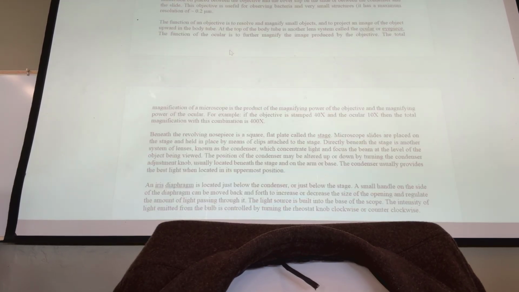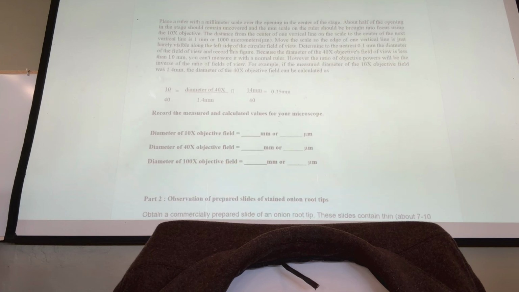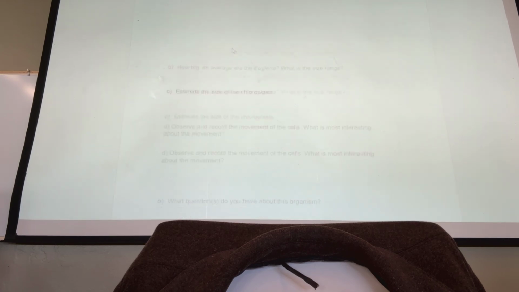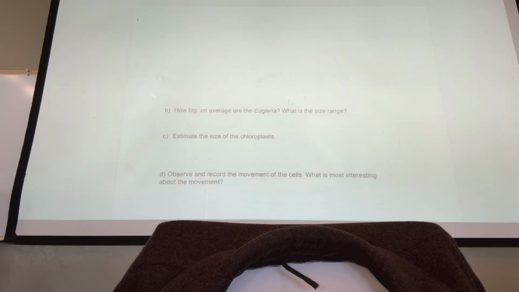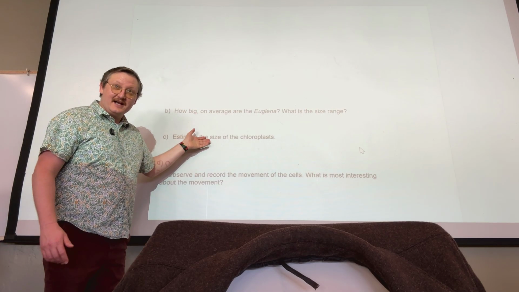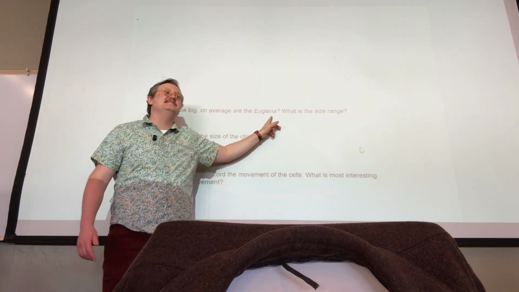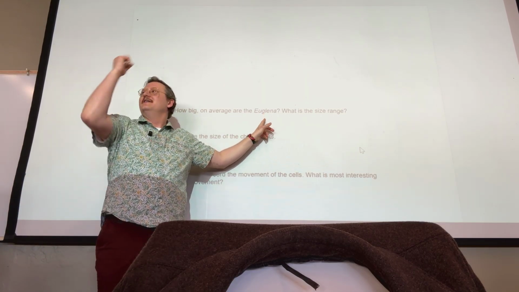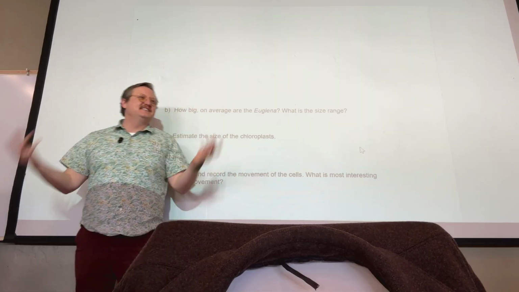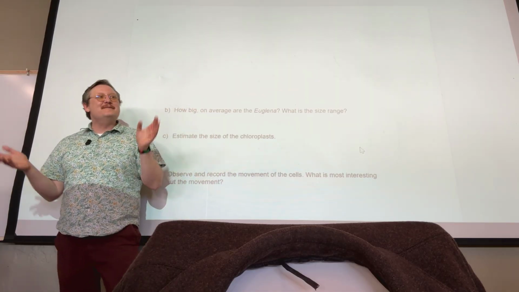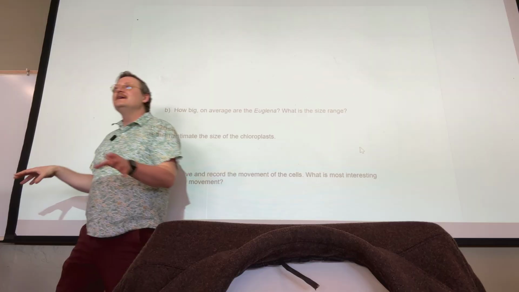Here's the section about estimating the size of an object, which is really a good example of this. How big on average are the euglena? Estimate the size of the chloroplasts. Don't just answer these questions. You're never going to be graded on this, but write out the math of how you calculate the size of an organism under the microscope, because that's the sort of thing that you'll have to do in the in-person lab final.